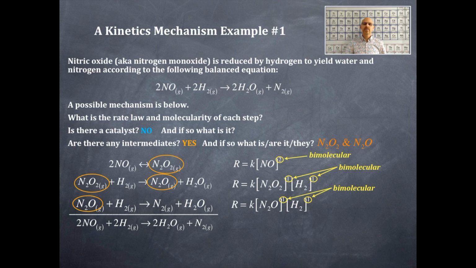The beautiful thing about a mechanism is if you write a mechanism, then you have probably unimolecular, bimolecular, or termolecular events, and you can write the rate laws based on the molecularity, that is the stoichiometric coefficients of the reactants only. Okay? And each of the elementary steps will add up. Make sure you pay attention to what the intermediates are, and we're going to pay attention to the catalyst in the next problem here. Okay?